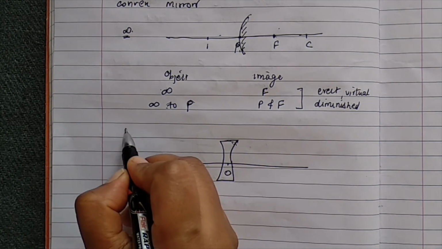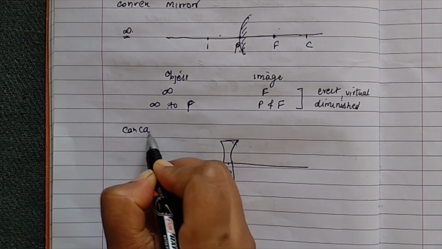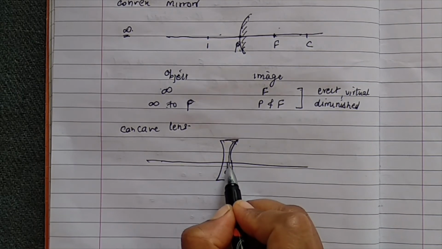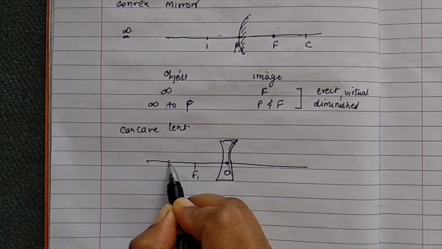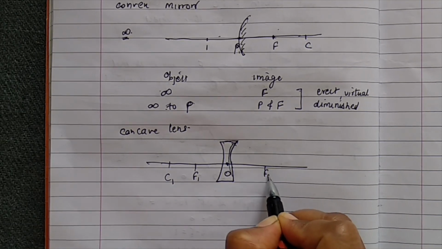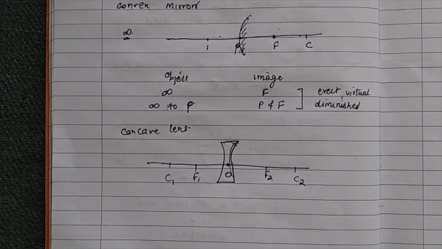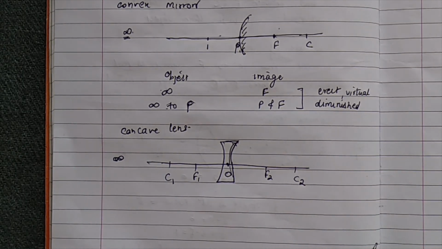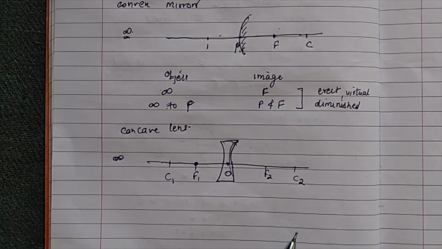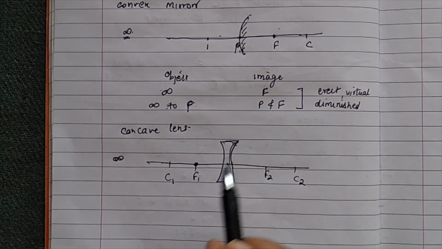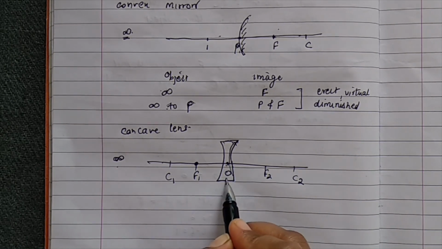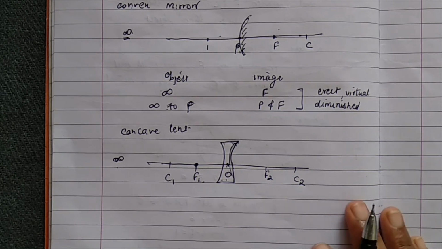Now let's see the concave lens. This is your concave lens. Optic center, focus 1, center of curvature 1, focus 2, center of curvature 2. So for this also it's the same. If you keep the object at infinity, you will get the image at the focus. And if you keep the object anywhere between infinity and optic center, you will get the image between optic center and focus. So let's see the summary.